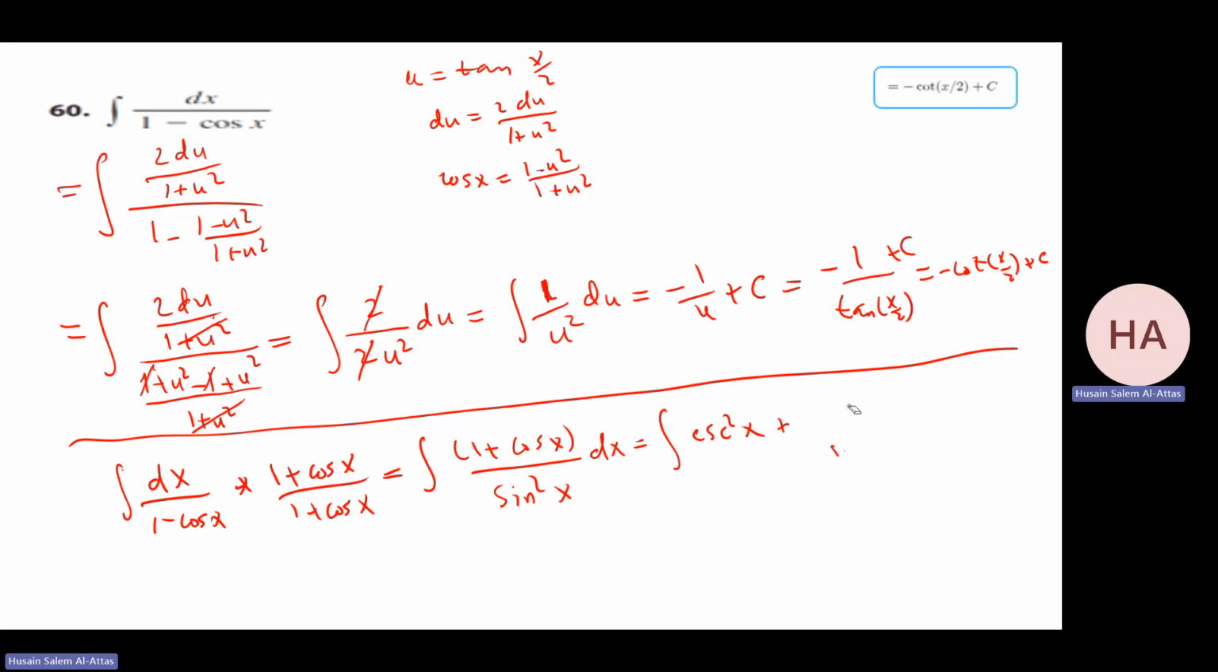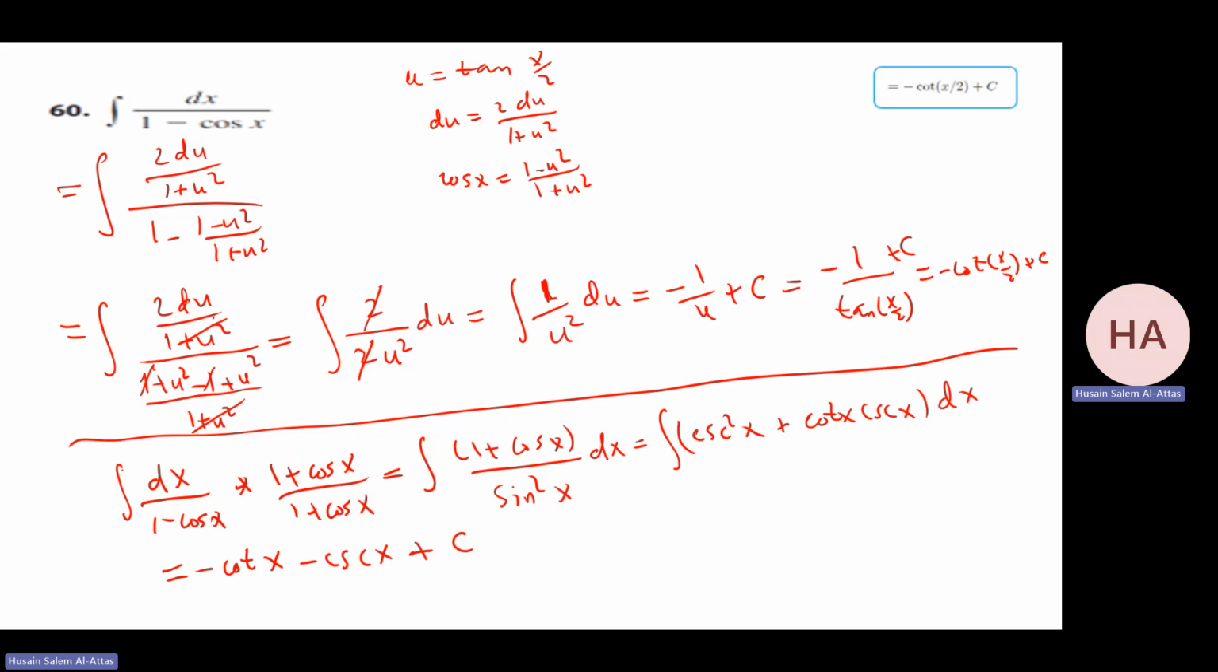Cosine over sine square is what? Cosine over sine is cotan, times cosecant x dx. Cosecant square integrates to minus cotan x, and this one to minus cosecant x plus c.